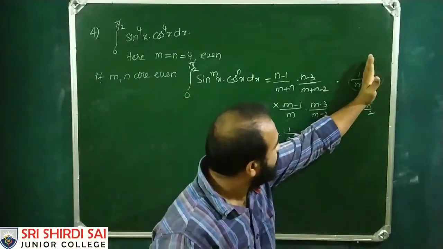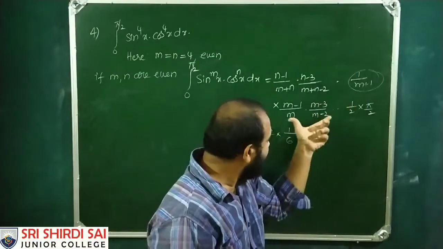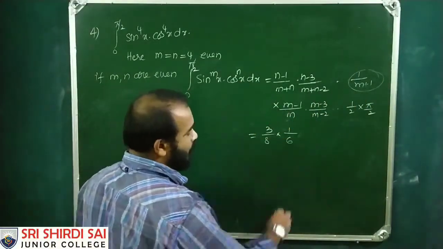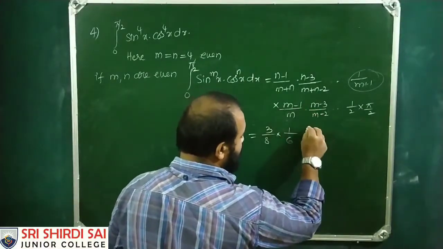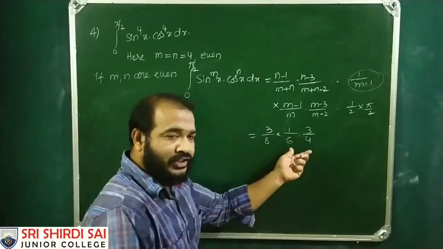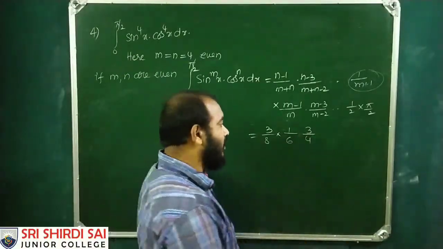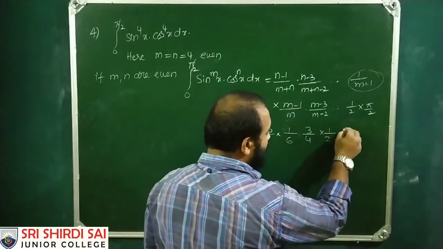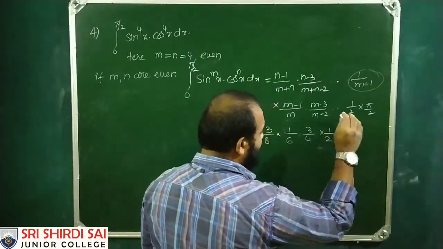Therefore, this first part is over, and the second part we have to start. What is n? 4 minus 1, 3 by 4. And further reduction is possible, of course. 3 minus 2, 1. 4 minus 2, 2. If 1 by 2 we got, into pi by 2 is what we have to write.